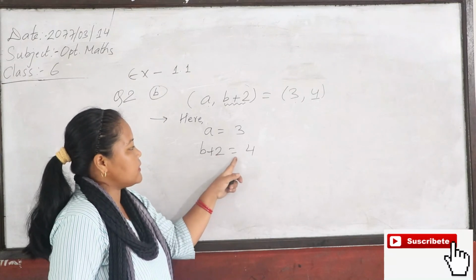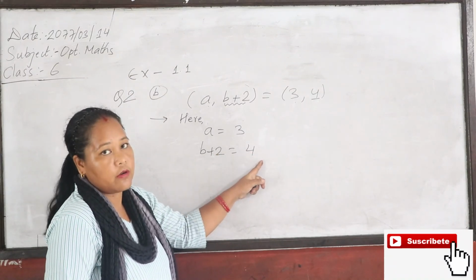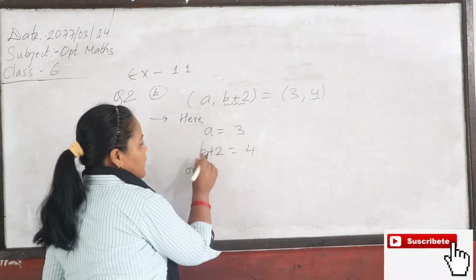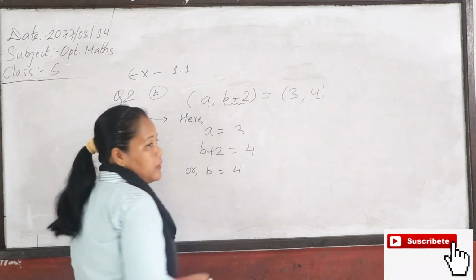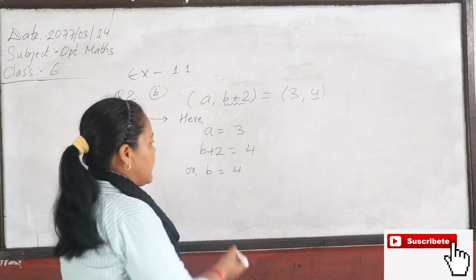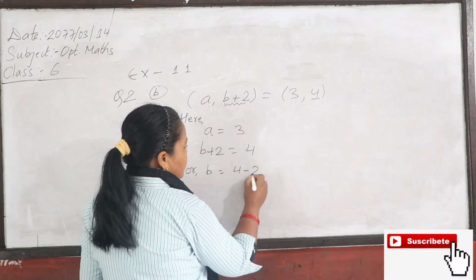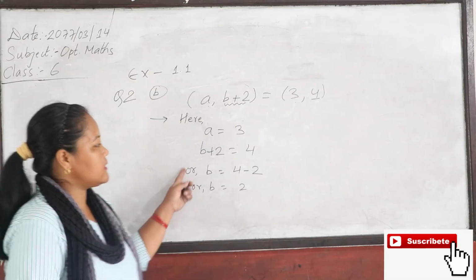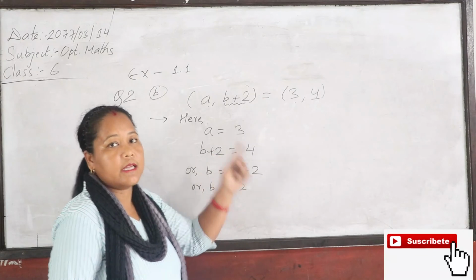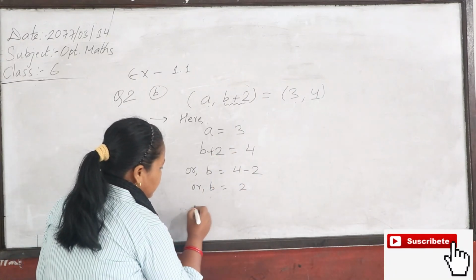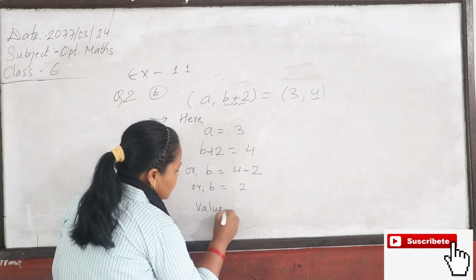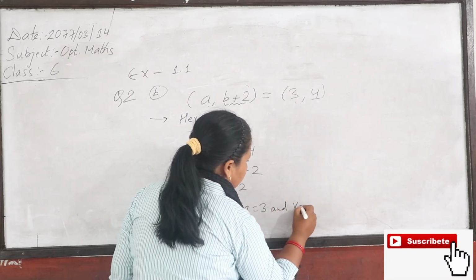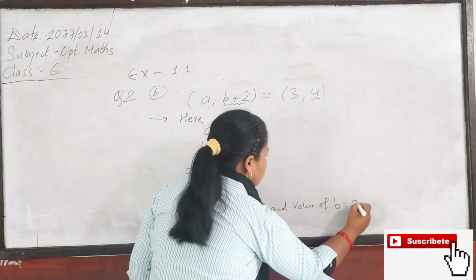So B plus 2 is equal to 4. Solve the equation. We already did solving equations in class 5. B equals 4 minus 2, so B equals 2. This is equation solving. Therefore, the value of A equals 3 and the value of B equals 2.